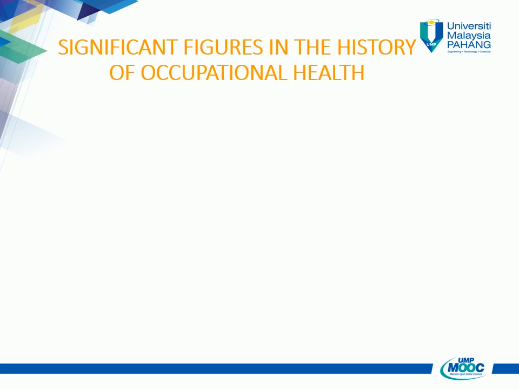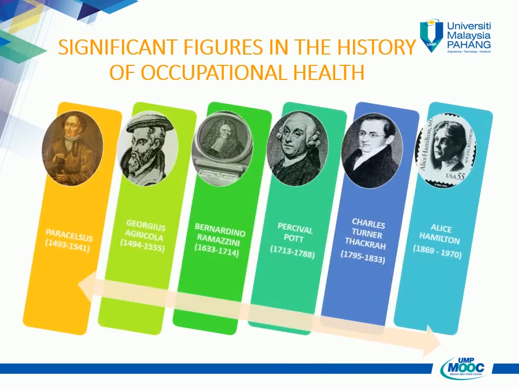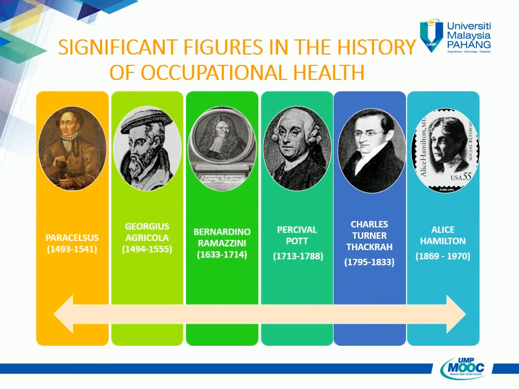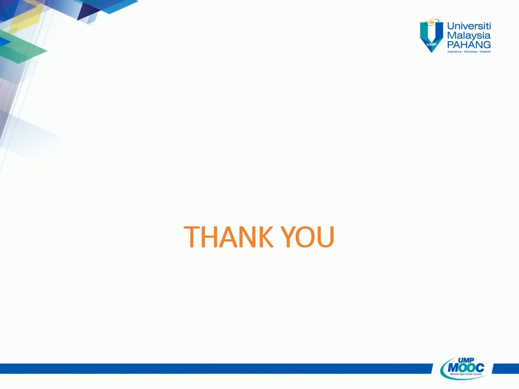Several significant figures in the history of occupational health include Paracelsus, Agricola, Ramazzini, Pott, Thackrah, and Hamilton. Now, as you can already describe occupational health generally and recognize all the significant figures in the history of occupational health, we will look into the development of occupational health in the era of the Industrial Revolution.